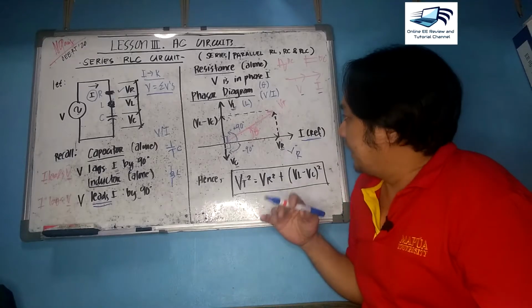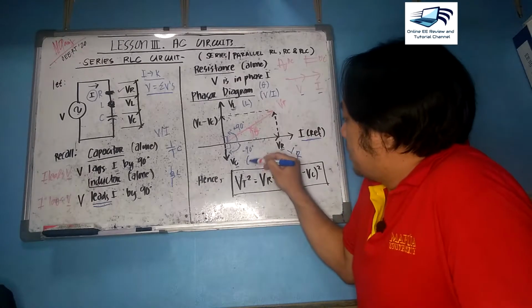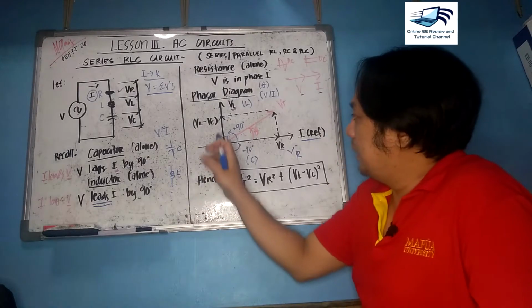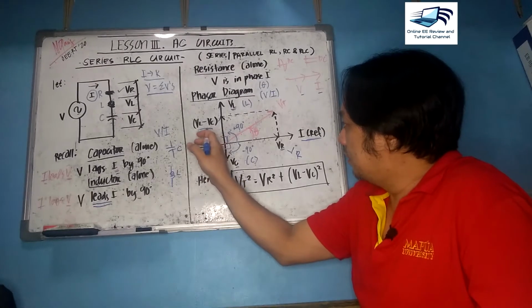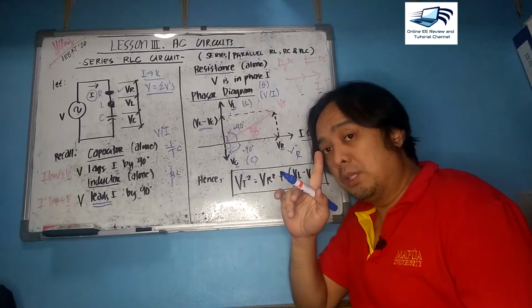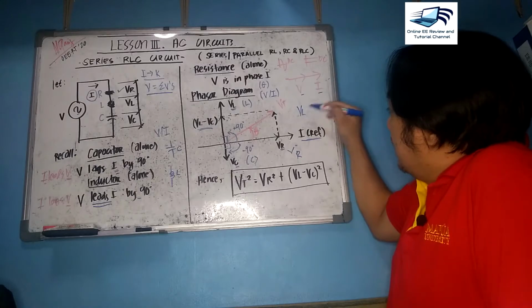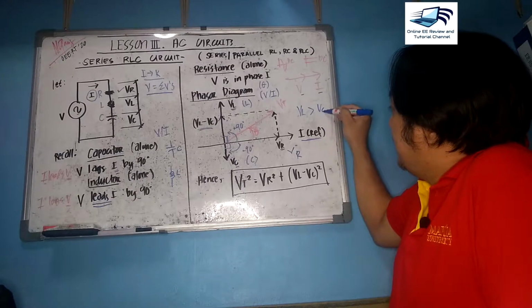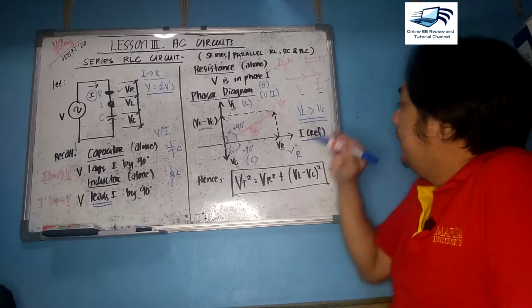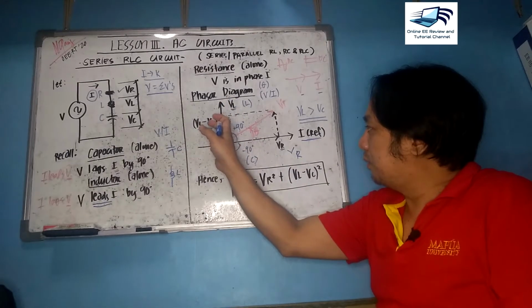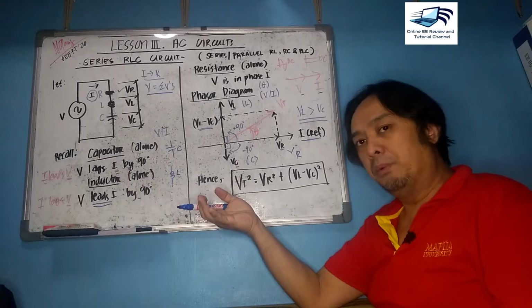This is for the capacitor. We need to get the vector sum, the resultant of VL and VC. Considering VL is greater than VC in terms of magnitude, VL minus VC will be the resultant of the voltages of your reactive components.